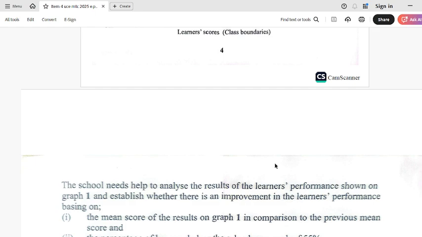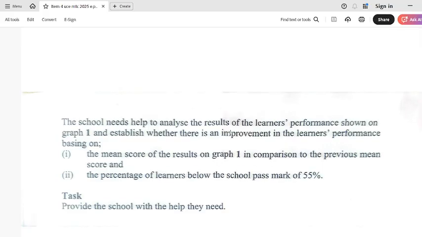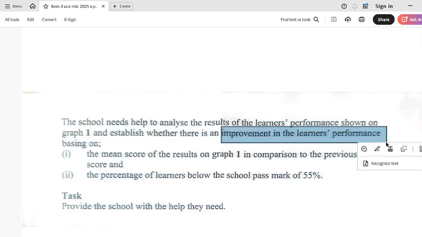Let us move again. The school needs your help to analyze the results of the learners' performance shown on graph 1 and establish whether there is an improvement. So I told you it is so important to find out the task. Look at this, an improvement. That means we are targeting discovering whether there is an improvement in the learners' performance.